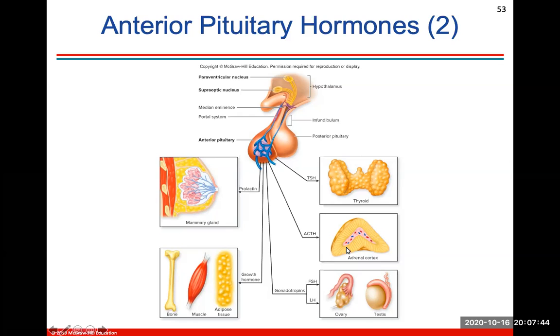Adrenocorticotropic hormone acts on the adrenal cortex of the adrenal glands to secrete some of your glucocorticoids, which are responsible for the stress response. And TSH, thyroid stimulating hormone, will act on your thyroid to release thyroid hormones.